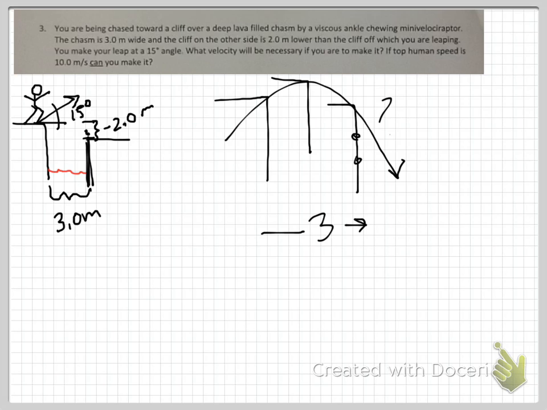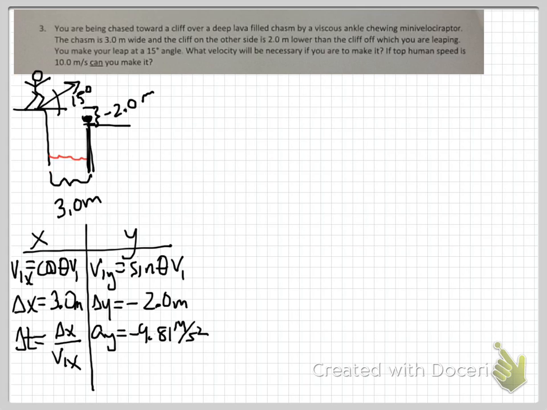So we'll set our value for delta y to negative 2 meters, which will give us the velocity required to just make the edge of the cliff. As usual, we've listed our variables on the x and y axis with our Vix and Viy expressed using the common trig functions. Cosine theta Vi equals Vix, sine theta Vi equals Viy. Our delta x is 3 meters, and our delta y is negative 2 meters. We've built an expression for time on the x-axis. Delta x over Vix is equal to time.